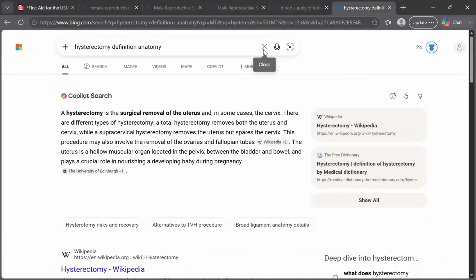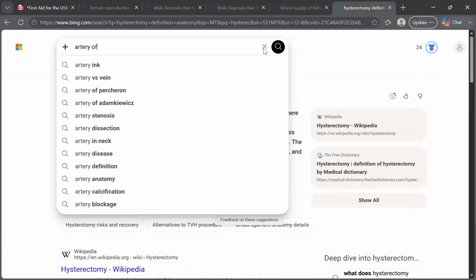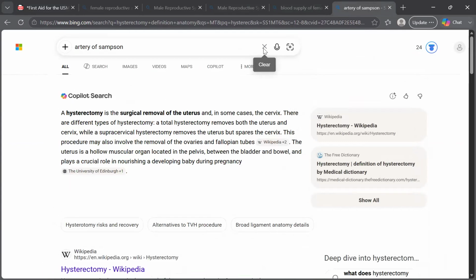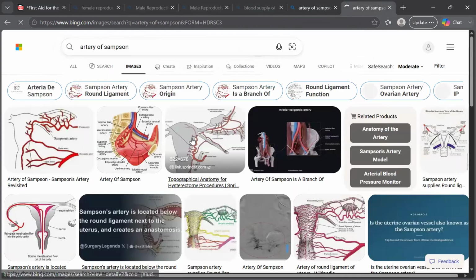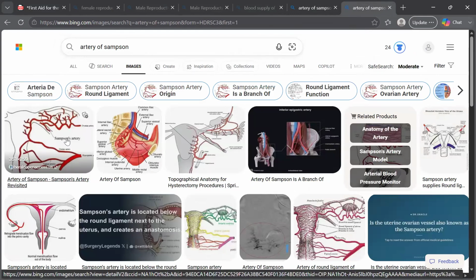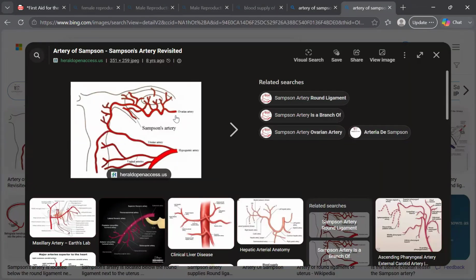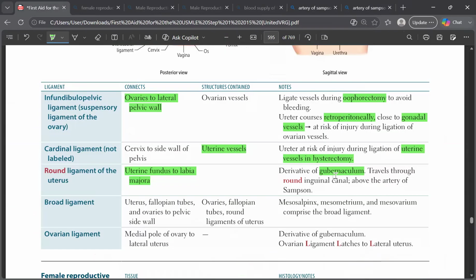So what is the artery of Sampson? The artery of Sampson is an artery that forms a connection between the ovarian arteries and the uterine arteries, I think, and it is the artery of the round ligament of uterus. All right, so the round ligament of uterus passes above the artery of Sampson.